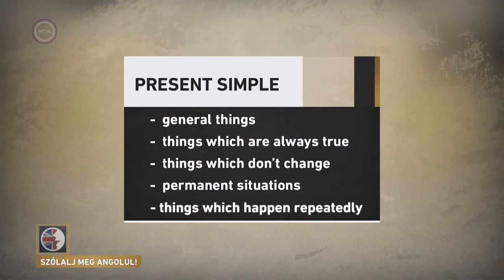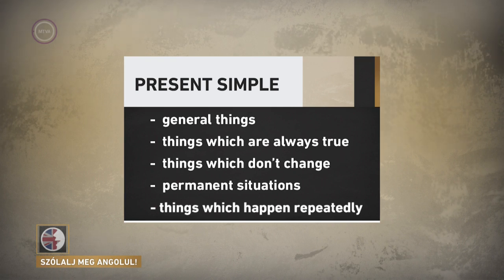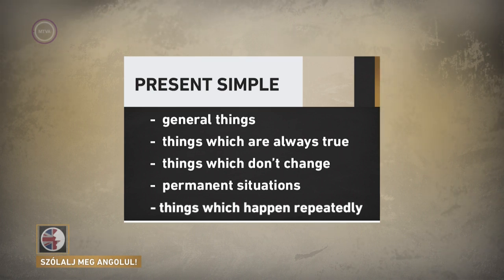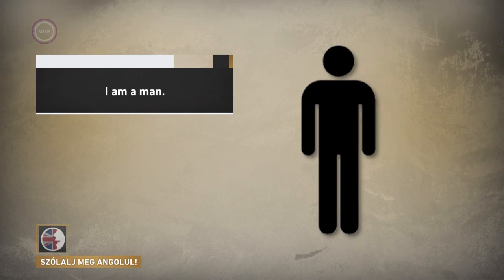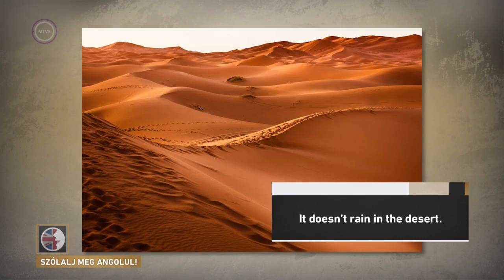Okay, so let's recap. We use the present simple to talk about things in general, about things which are always true, about things which don't change, permanent situations, and about things which happen repeatedly. Water boils at 100 degrees Celsius. I'm a man. I live in Budapest. It doesn't rain in the desert.